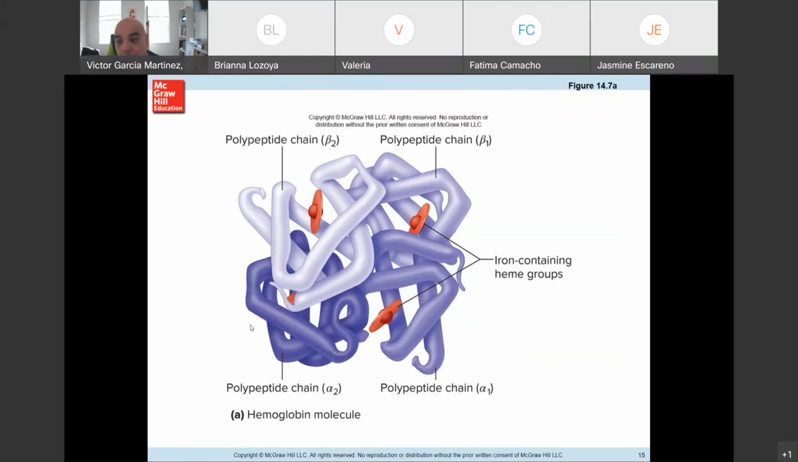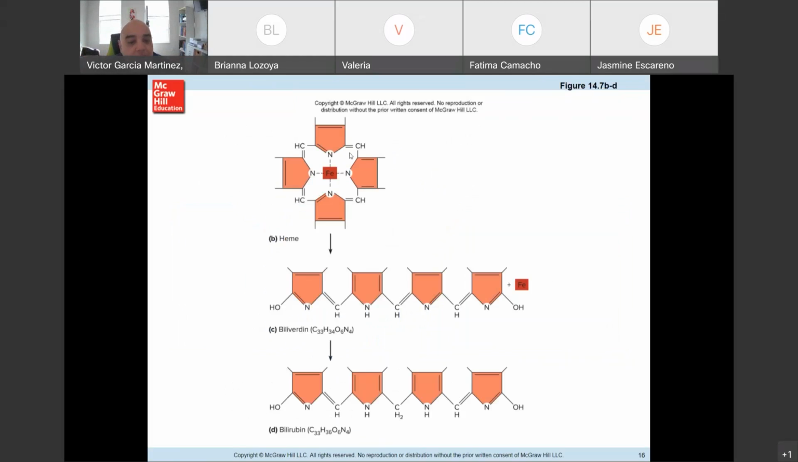Guys, normally what we have inside of the red blood cells is this protein, this structure. This is hemoglobin, the hemoglobin molecule. And as I told you during our session on Tuesday, the hemoglobin has 2 chains alpha, 2 chains beta, and in the middle we have the heme group with iron. And this heme group is going to be fixing our oxygen. It's going to be fixing our gases.